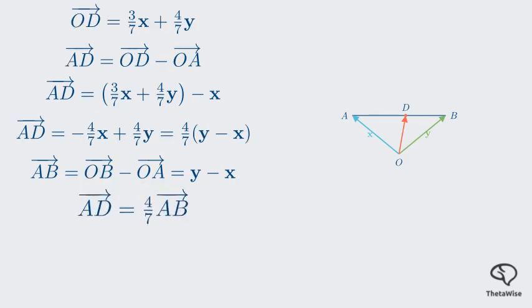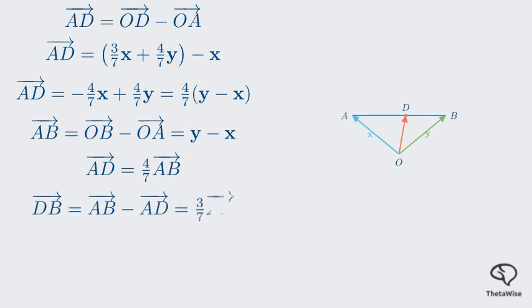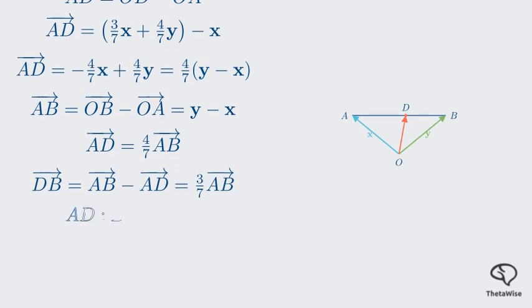Look at the relationship between AD and AB. AD is exactly 4/7 of the total length of AB. If AD takes up 4 parts out of a total of 7 parts along the line, how many parts are left for DB? It is 3/7 of AB. So if AD is 4 parts and DB is 3 parts, the ratio is simply 4 to 3.